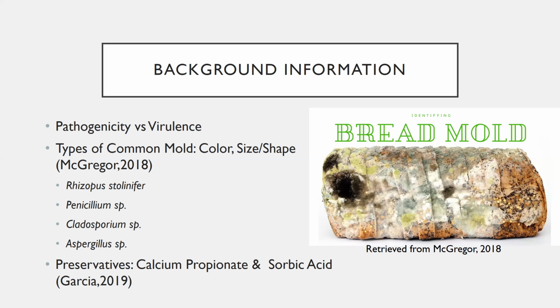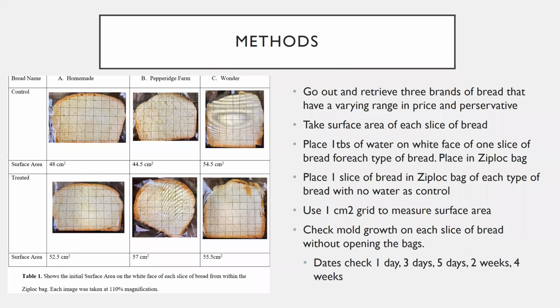And then sorbic acid at recommended levels is in products with a higher pH level, and both are used in many chemically leavened sweet baked goods, including bread, to help counteract the pH changes in the environment so that the bread can have a higher shelf life. And that's all for background information.